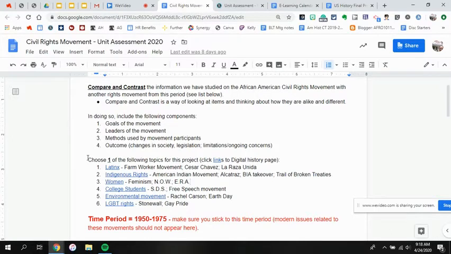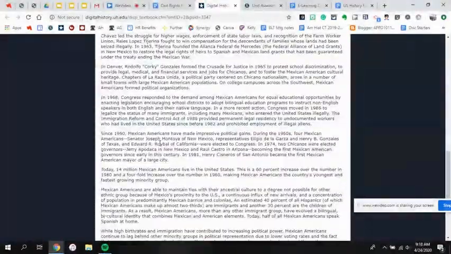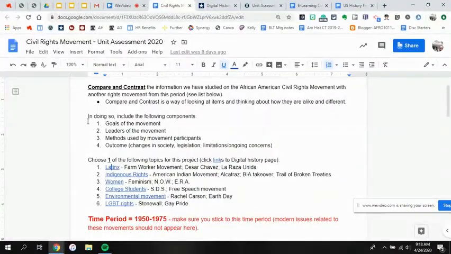So pick something that you think is interesting. When you click on these links, it'll bring you to Digital History, which is a good starting point for the research you're going to do. So I would start with Digital History and read about your movement, and then you can go into Google as needed.